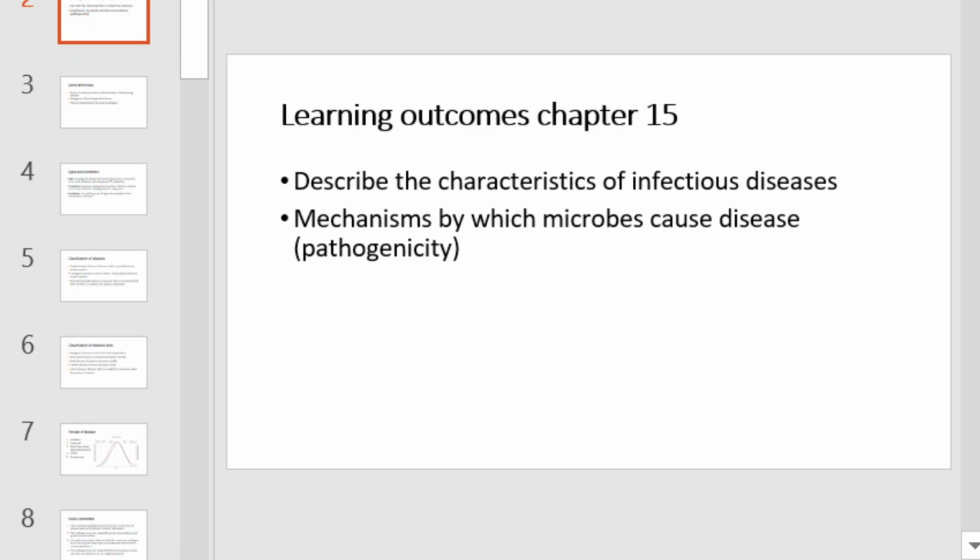Learning outcomes for Chapter 15 include being able to describe the characteristics of infectious disease and the mechanisms by which microbes cause disease.